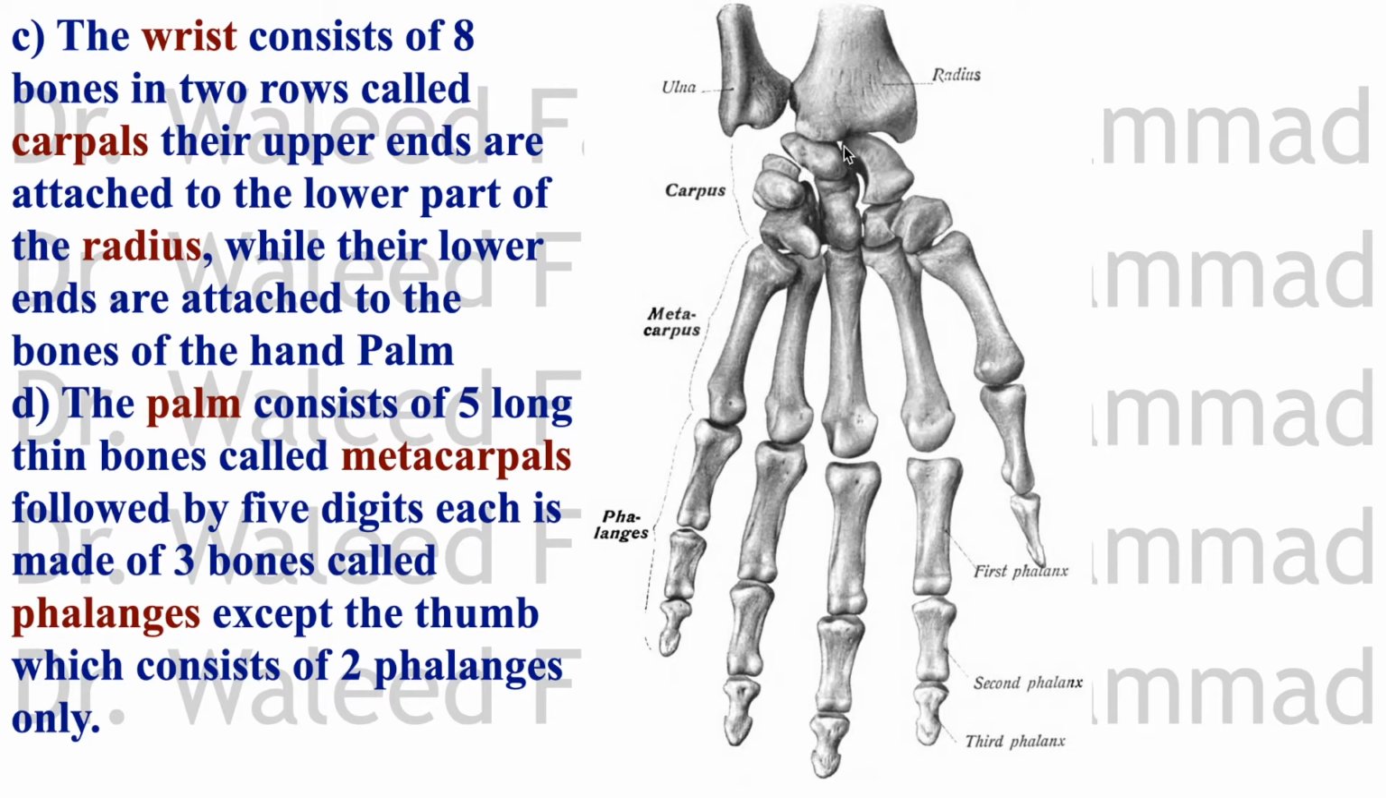This row of bones articulates proximally with the lower end of the radius, and the lower margin of these bones articulates with the metacarpals. So we have the carpals and we have the metacarpals. We start counting from the thumb, from the big finger: 1, 2, 3, 4, 5.